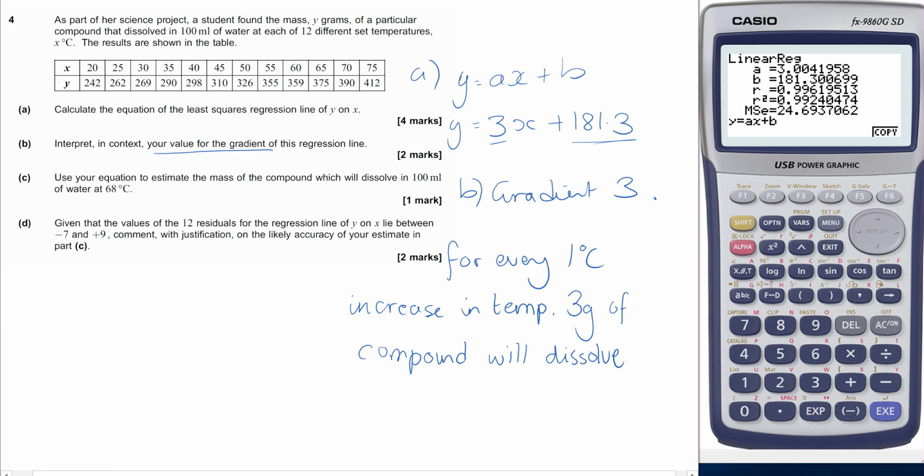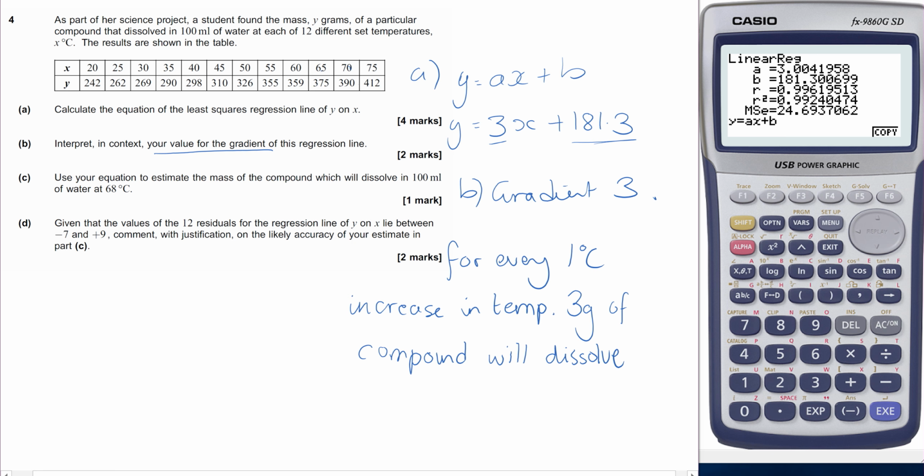So that's what we mean by context. We need it actually in terms of what's going on in the question. So for every time that x gets 1 degree higher, 3 more grams on average will be dissolved of the compound. So if we just take this one here and see what's going on, the temperature increase was 5 degrees and another 15 grams, so 3 lots of 5 dissolved. So it does make sense in some of the context. I've picked one that does exactly illustrate the point.